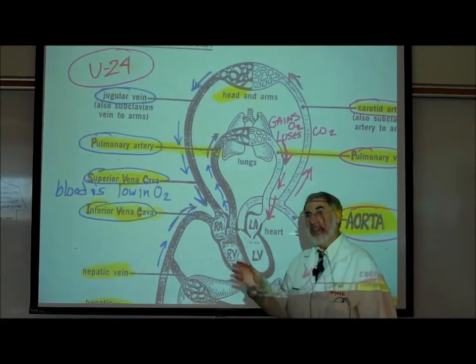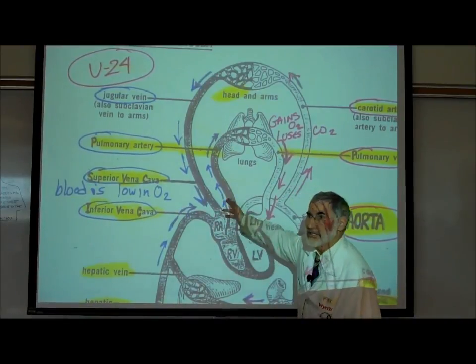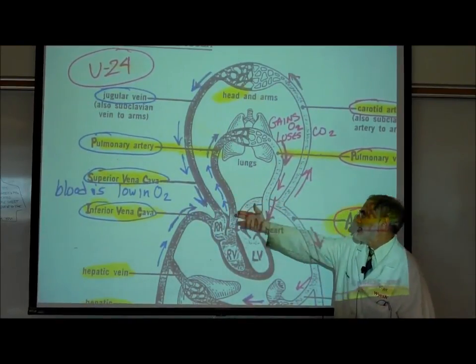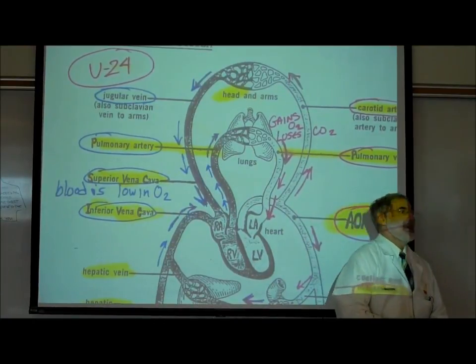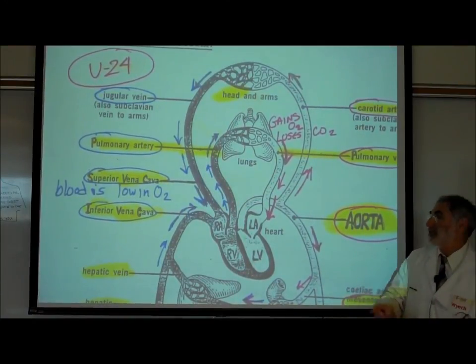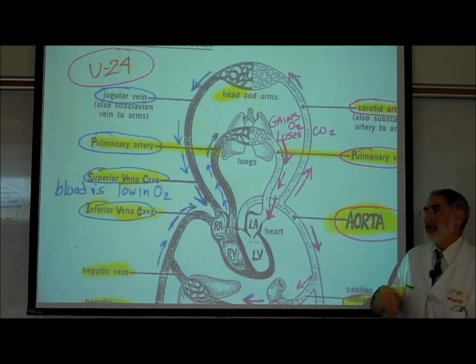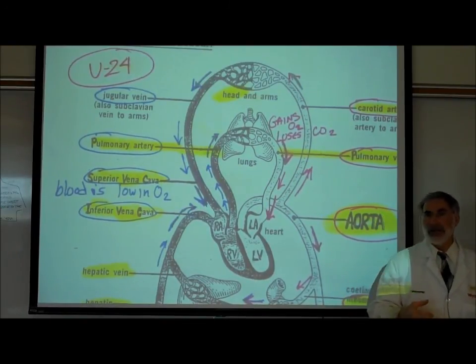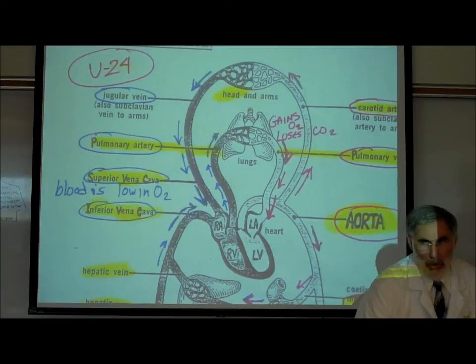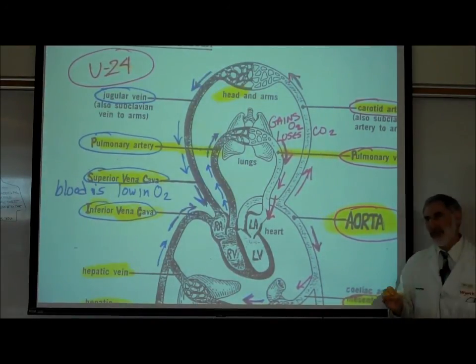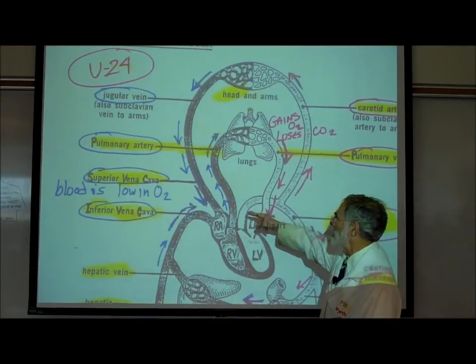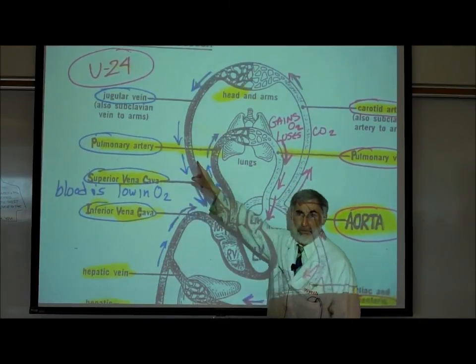Arteries do what? They carry blood away from the heart. So the pulmonary artery is carrying blood away from the heart, that's why it's an artery, to the lungs. Remember though, this is a blood vessel low in oxygen. So in case you thought that all arteries are high in oxygen, you'd be wrong. Most arteries are high in oxygen, but that's not the definition of an artery. The definition of an artery is arteries carry blood away from the heart.